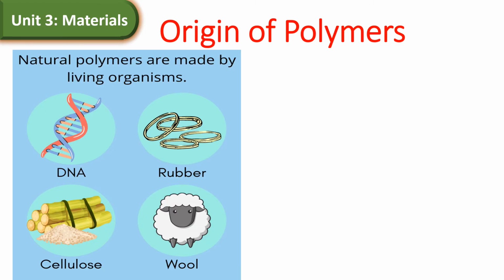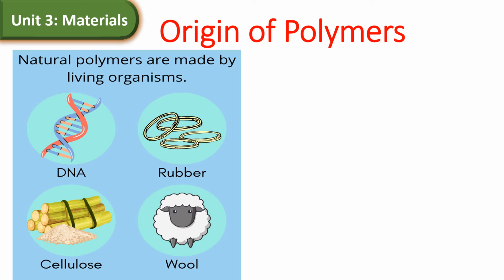Number 1 is your natural polymers. Basically, they are chemically processed within a living organism. Please take note, a natural polymer comes from a living organism. For example, we have your DNA, your rubber, which is from a rubber tree, your cellulose from your plants, and also your wool from your animals. For example, we have there your sheep.